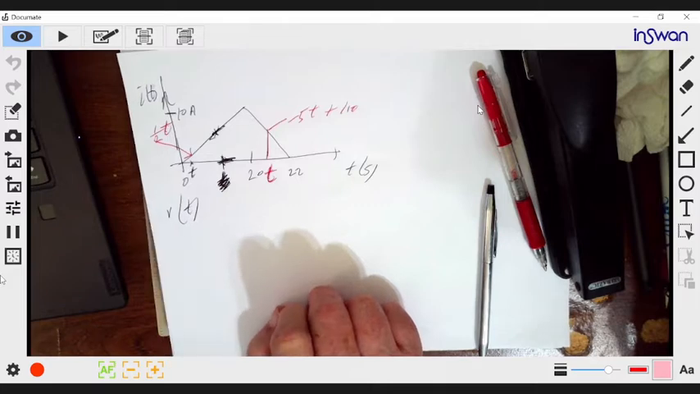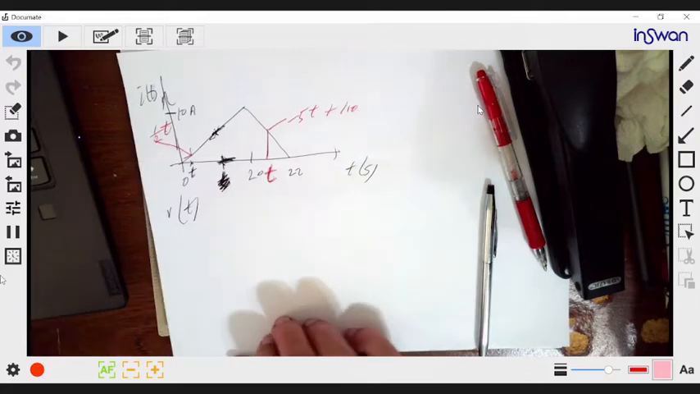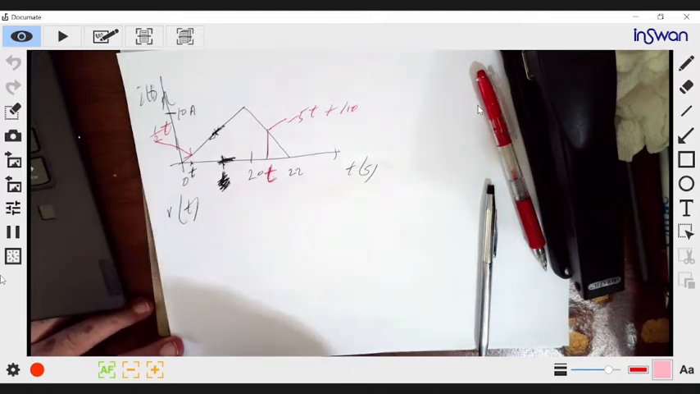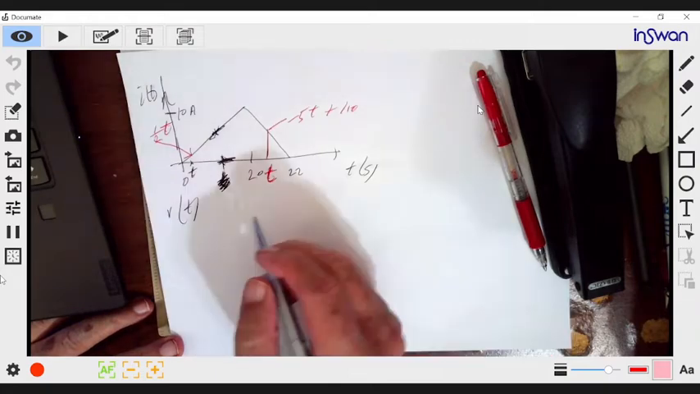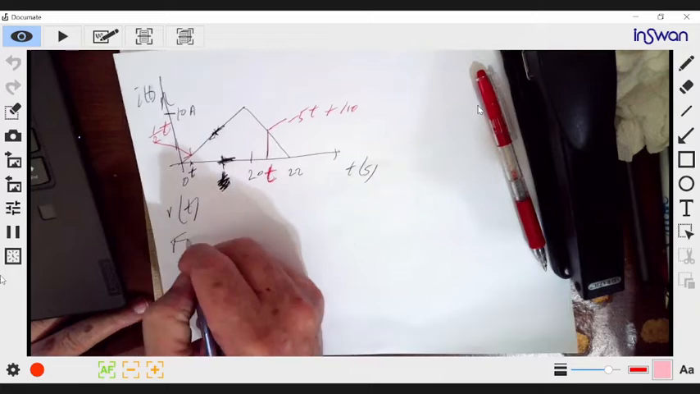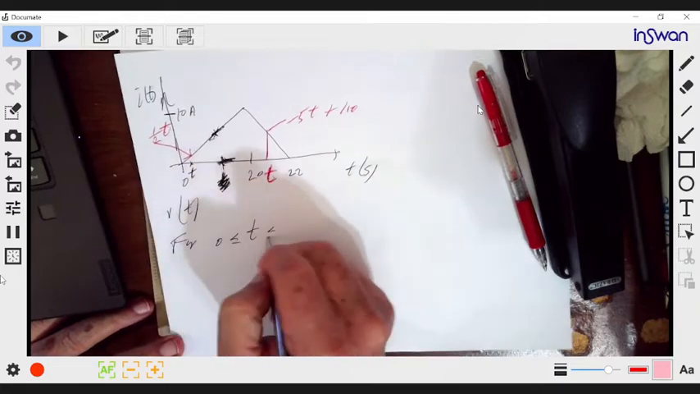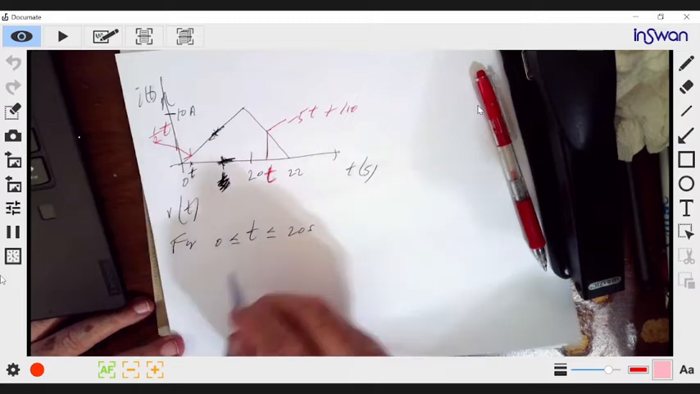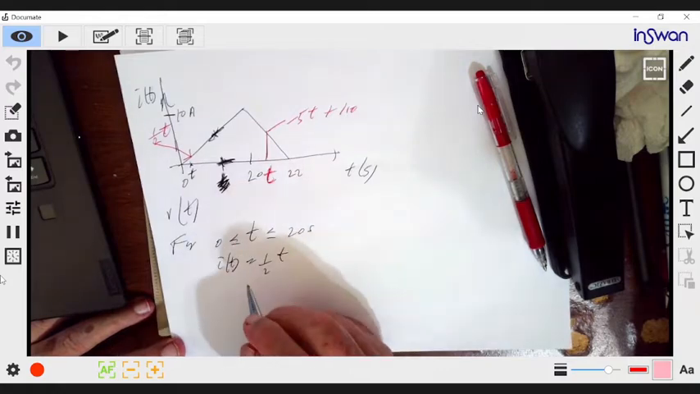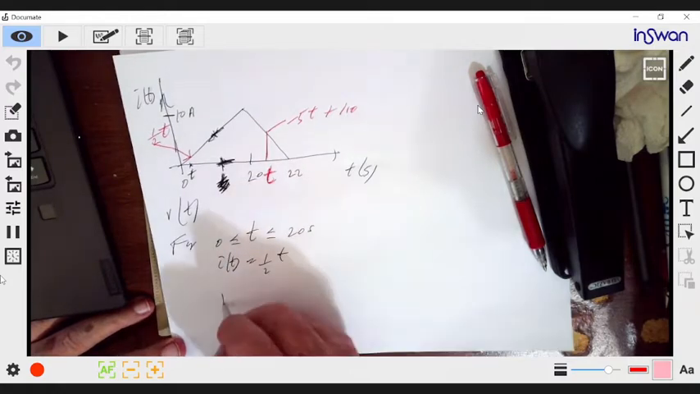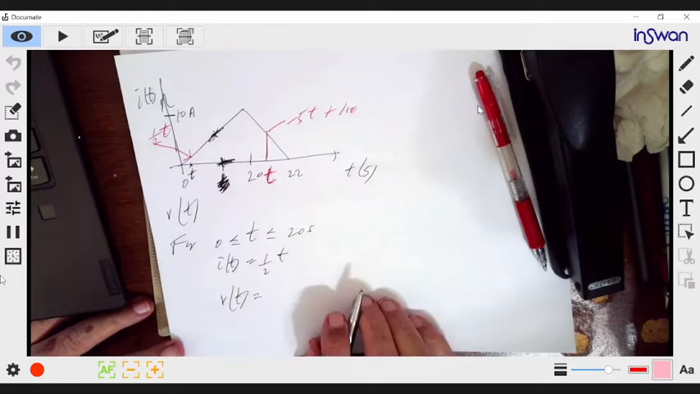All right. So I'm going to do this non-calculus way first. We're still talking about this time period. So what's V of t for this time period?